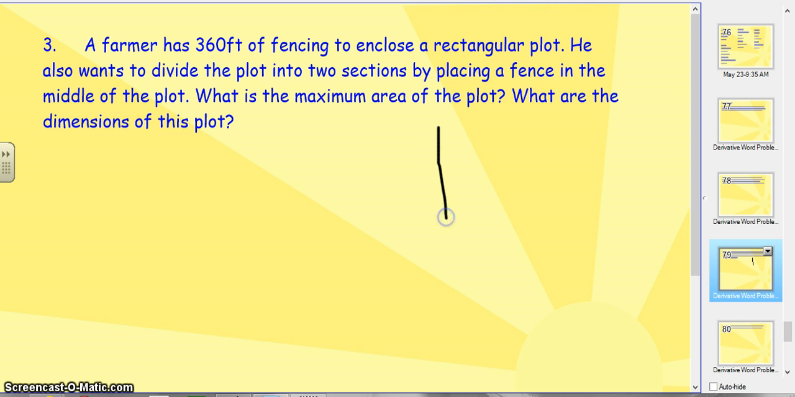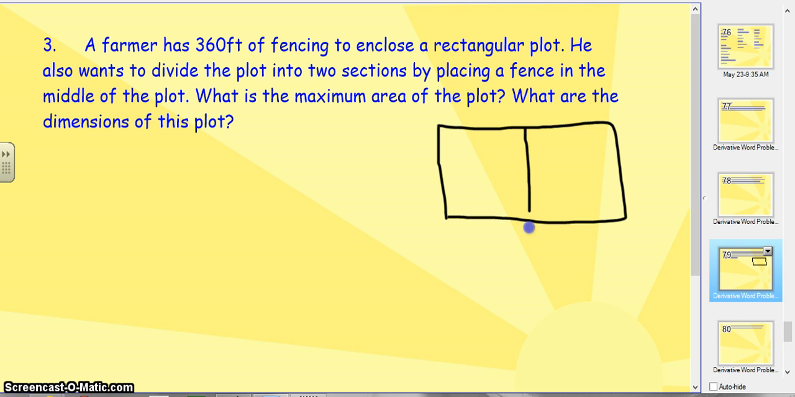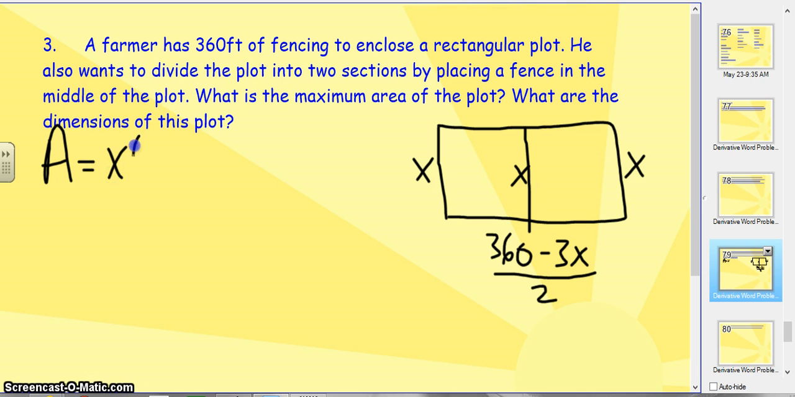So we're going to draw a picture like we have before. Okay, and then I'm going to have these all be the same. So these are all x. Now we have 360 feet of fencing for the whole thing. So our longer side is 360 minus the 3x's, and then we've got to divide by 2 because we have 2 equal sides. So area, length times width, x times. Now what you might want to do is divide by 2. That might make it a little easier.